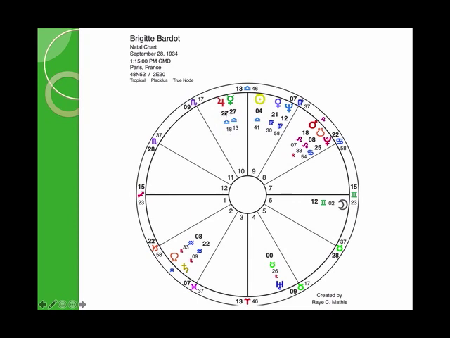Because if they move 3 degrees, they are in Scorpio. So that's a 3-degree orb because this is 0 Taurus. So that's a perfectly good opposition, an out-of-sign opposition.